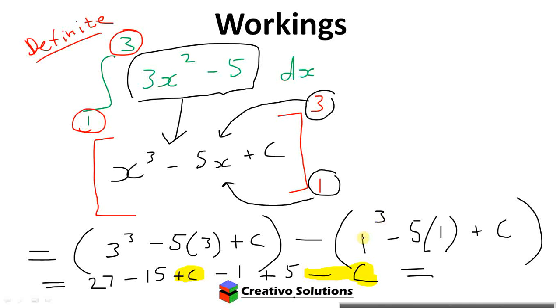Okay, so what do we get? Let's see. I'll quickly check it for us. 27 minus 15 minus 1. Plus 5 there. 16. Okay, there's the answer. Right, so now you know what the definite integral is equal to. Happy with that? Okay, perfect.